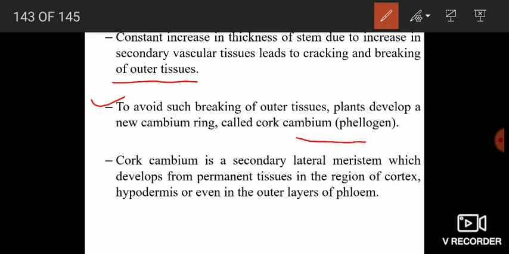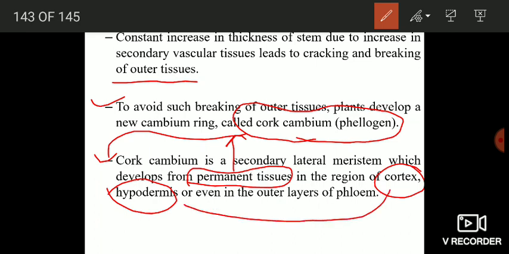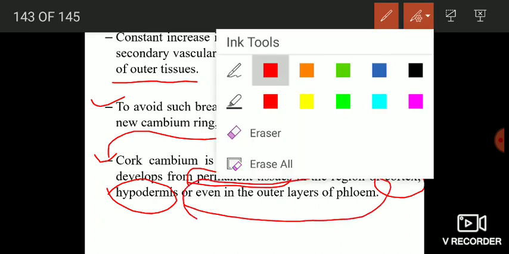This cork cambium or phellogen is actually a secondary lateral meristem which develops from permanent tissues. It is known as a secondary lateral meristem because it develops from permanent tissues, in the region of the cortex, hypodermis, or even in the outer layers of phloem of the plant.